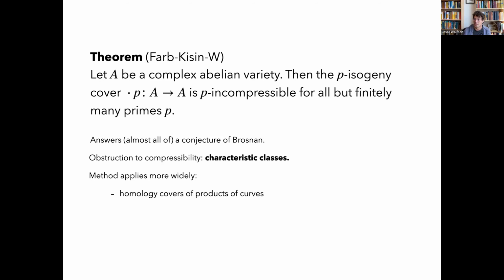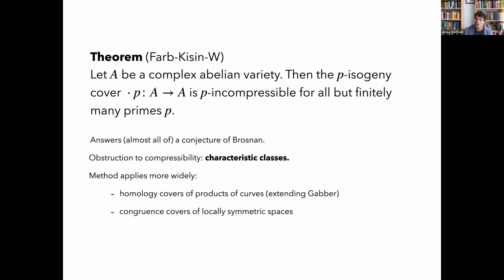So a closely related class of examples is if you look at a product of Riemann surfaces or of complex curves, you can look at the mod P homology cover of that product. So the finite cover corresponding to the subgroup of pi 1 that vanished, that's the kernel of the map from pi 1 onto mod P homology. Again, those will be P incompressible for almost all primes also. That extends work of Gaber for elliptic curves, for complex one-dimensional tori.